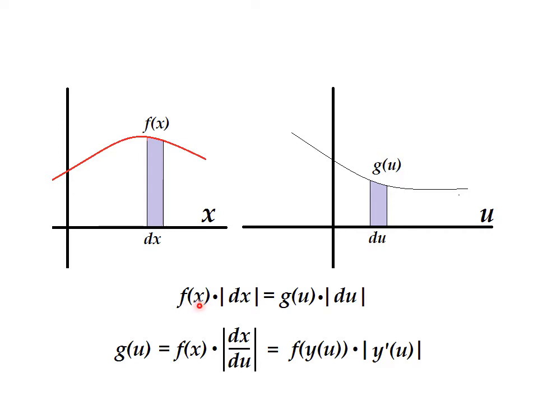So that f of x times the absolute value of dx is our probability for finding x within dx. If we set that equal to g of u times the absolute value of du, divide both sides by the absolute value of du, we arrive at our probability density function, g of u, which is f of x times the absolute value of dx by du, and putting it into this form, we get our formula for the change of random variables.